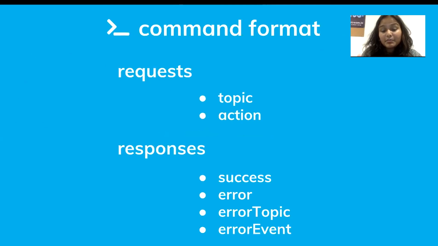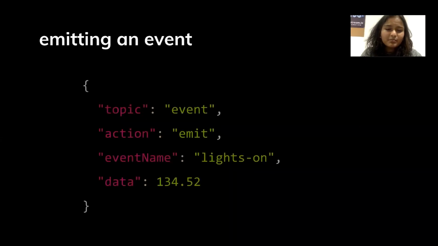Now, apart from this, depending on various topics, we also have some other kinds of responses that we might expect in some cases. We'll have a look at them as we move along with different topics and actions they are able to perform. So starting with emitting an event, it's pretty straightforward. The topic is event, action is emit, event name is the name of the event you're emitting to, and the data is again in JSON format, the data you're sending when you're emitting that event.